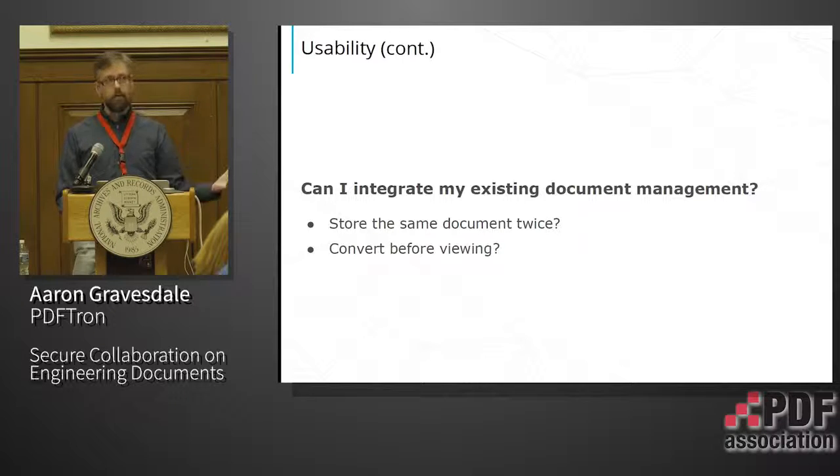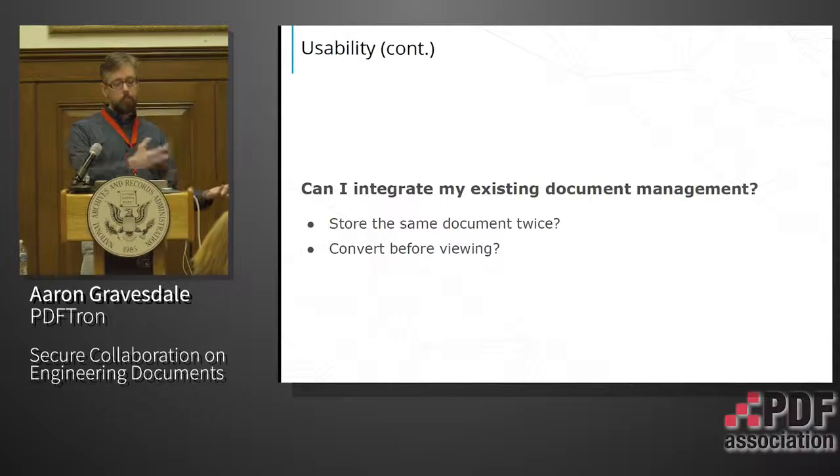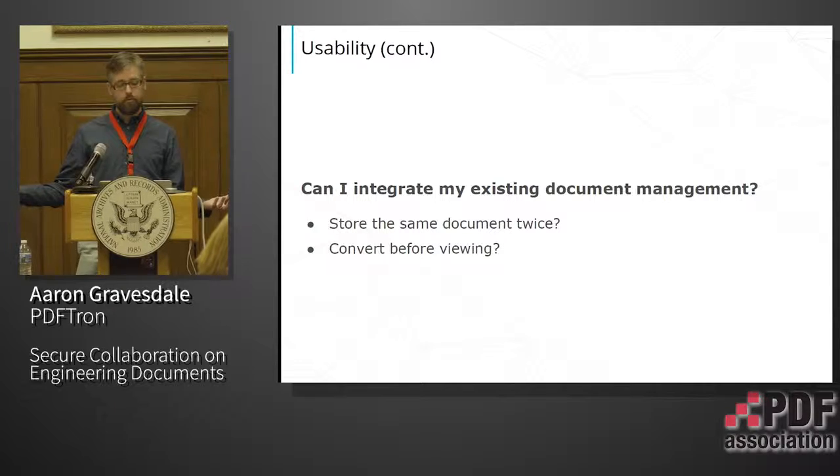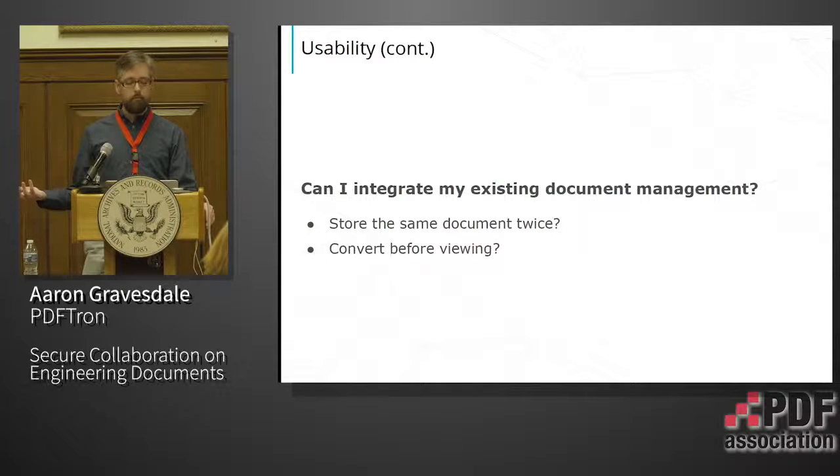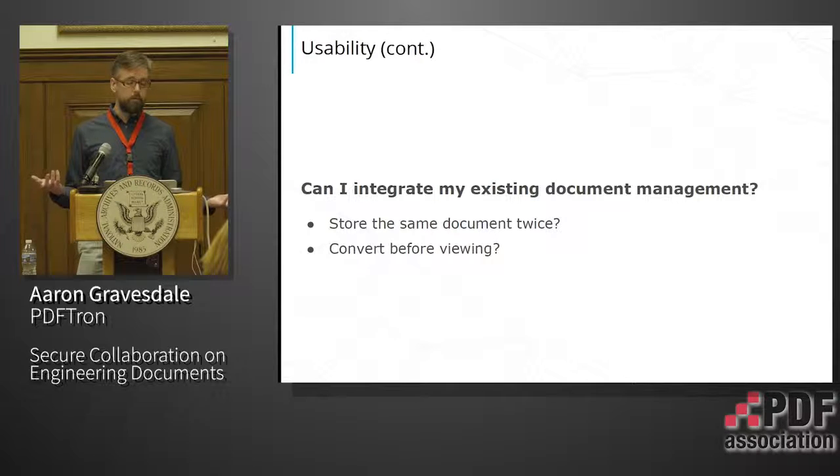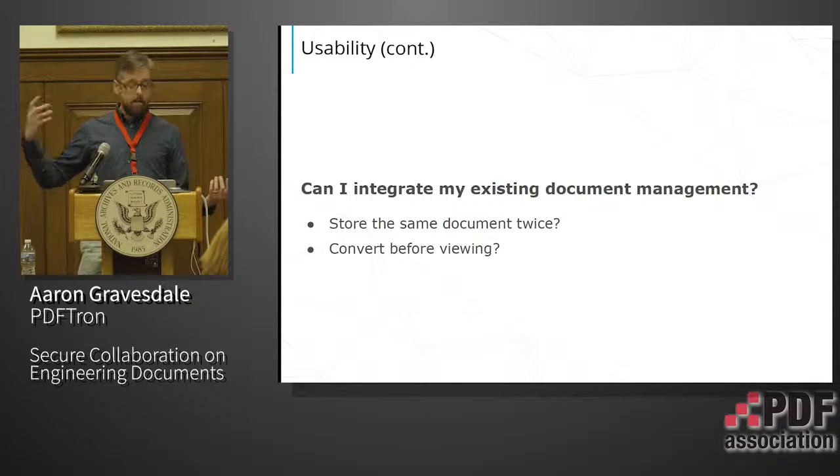Like, if I've got some DMS, do I need to now bring that into my document viewing solution server side so that the document can be viewed? And additionally, do I need to convert the document before viewing? Because that can lead to much the same thing. I might have the original document in CAD, and I need to now convert it to PDF, and then from PDF over to SVG or some other format. Am I now storing the same document multiple times? Can I convert on the fly to avoid that?